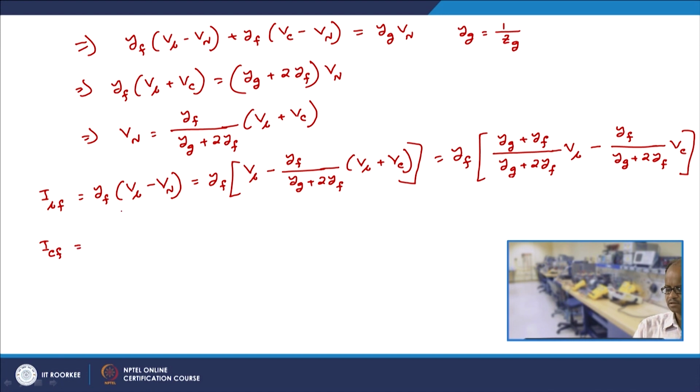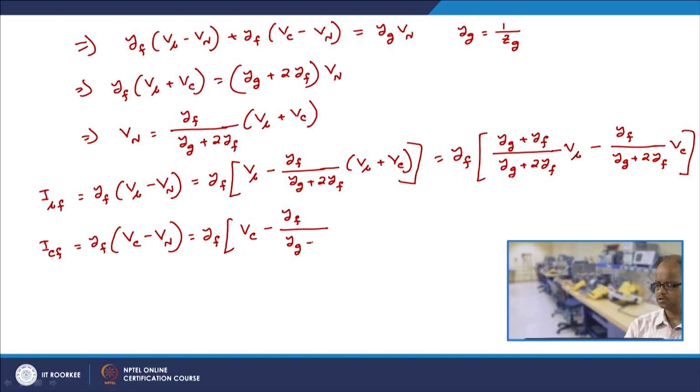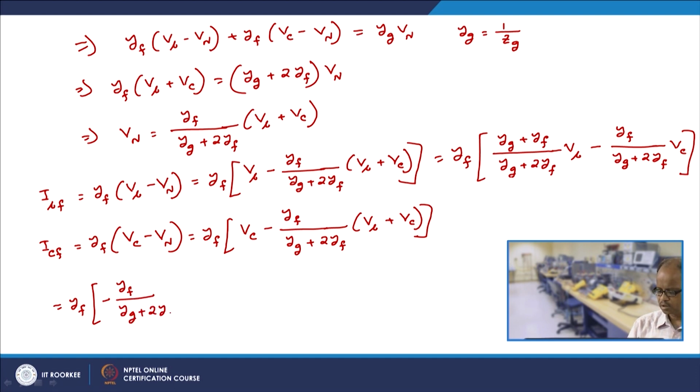ICF is equal to Yf into (Vc minus Vn), so it is Yf into Vc minus Yf by (Yg plus 2Yf) into (Vb plus Vc). That is, minus Yf by (Yg plus 2Yf) into Vb, plus (Yf minus Yf by (Yg plus 2Yf)) into Vc.